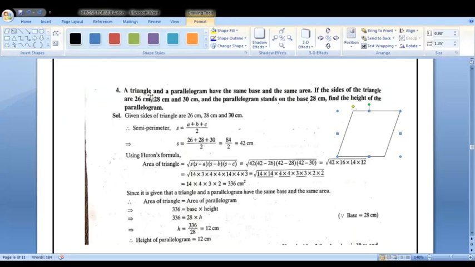A parallelogram and a triangle share the same base. Base means the side which lies at the bottom, on which the parallelogram is standing. If I see from this view, I will say this is the base. If you see from this view, you will say this is the base. So a triangle is there which shares the same base. Same base means the base of the triangle and the base of the parallelogram is the same.